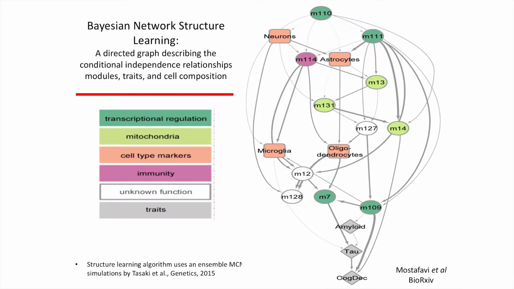Altogether, there are 47 modules that we've identified. Here are the top 11 ones. And what we prefer to do is to explicitly model the proportion of different cell types that are found in the cortical tissue in our network model. So these are the squares. Finally, the traits are over here. And so what we have now is basically a representation of the aging cortex that we can then leverage for further work.